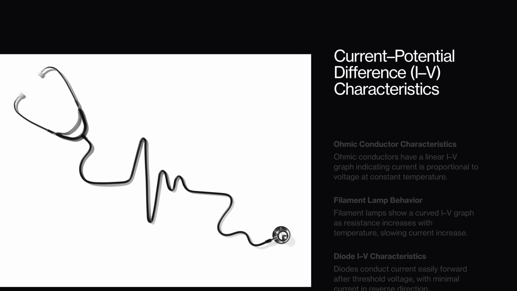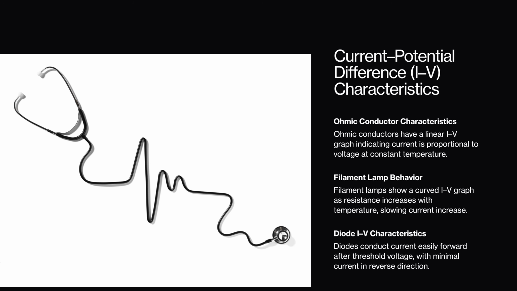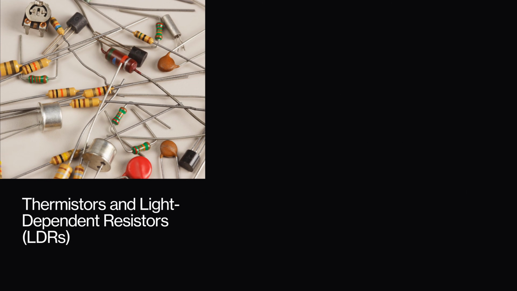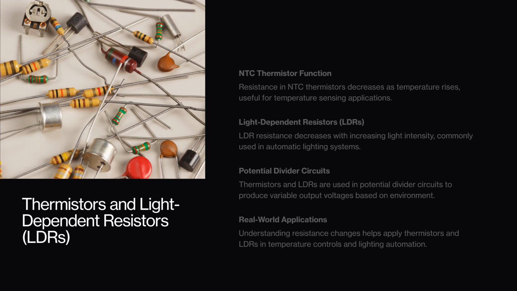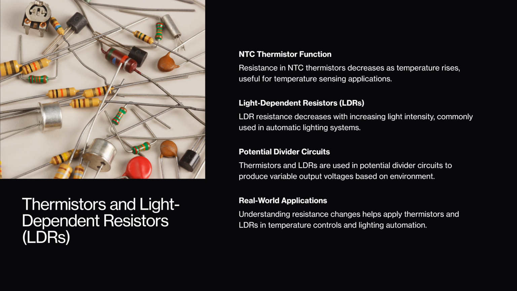Current-potential difference, I-V, characteristics are graphs that show how the electric current, I, flowing through a component changes as the potential difference or voltage, V, across it changes. Thermistors and light-dependent resistors, LDRs, are special semiconductor components whose electrical resistance changes based on environmental conditions. Thermistors react to temperature, while LDRs react to light intensity.